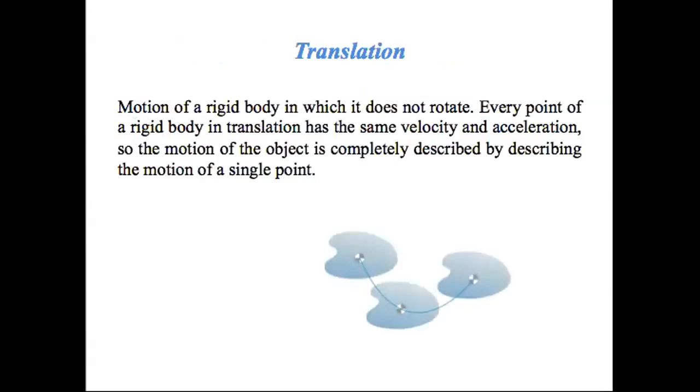Translation. Motion of a rigid body in which it does not rotate. Every point of a rigid body in translation has the same velocity and acceleration. So the motion of the rigid body is completely described by describing the motion of a single point.